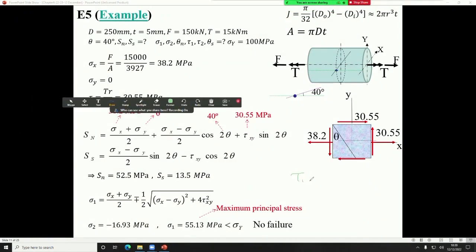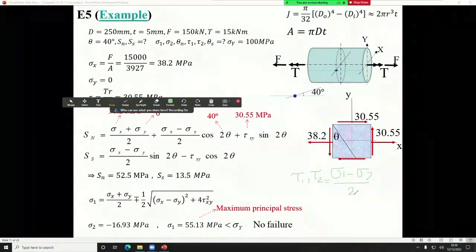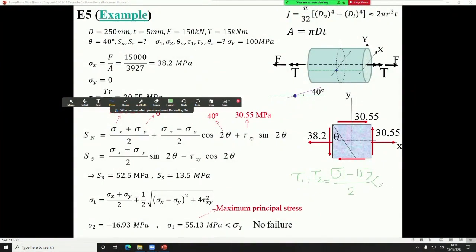τ2-1 or τ2-2 is equal to the maximum principal stress minus minimum principal stress divided by 2. And based on the Tresca criterion, this must be less than half the yield stress. So we have 55.13 minus minus, because this is minus. So I can easily find out whether it failed based on the Tresca criterion.